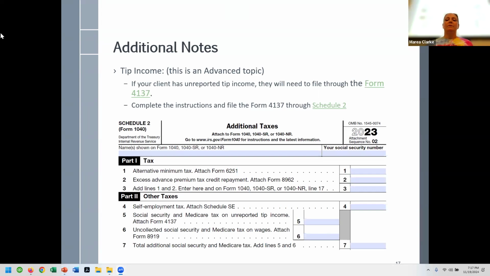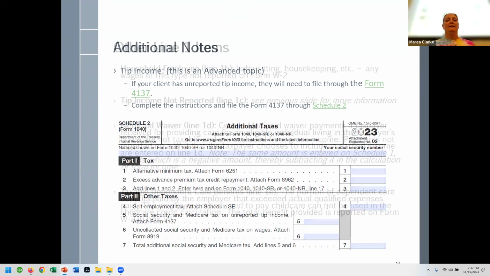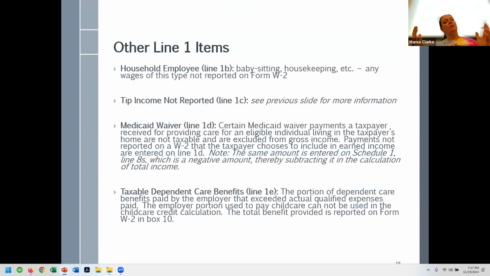All right, back to tips. If we have anybody with tips, they need to get reported. There's a special form for that. That's like the IRS mantra. Yes, you have to pay income tax on it. There's a special form for it.